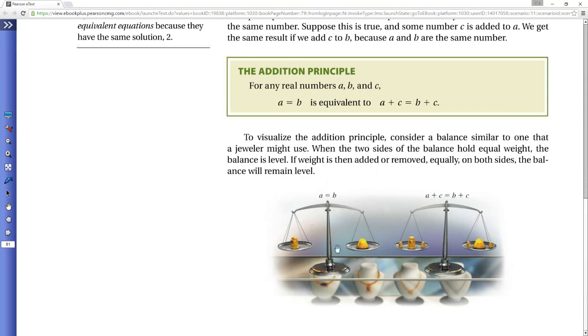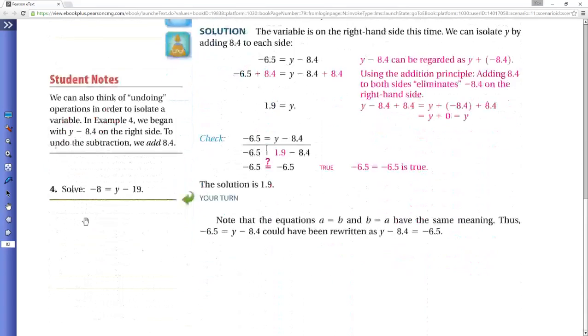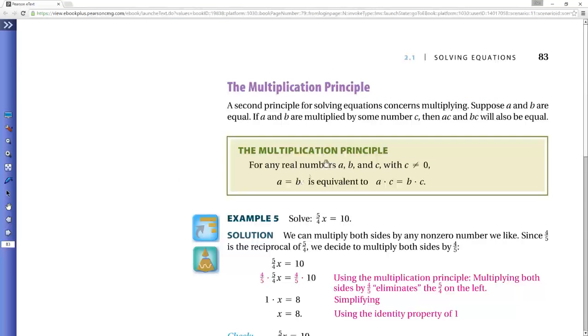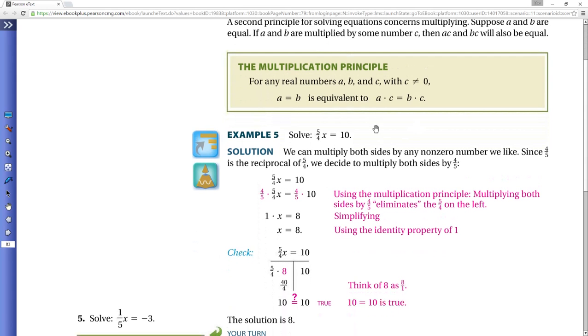And they show that balance scale again. If both these sides are balanced, or they're equal weight, and I add the same amount of weight to both sides, they'll still balance or stay equal. They go through some examples with that, and then we're going to deal with subtraction, which is really adding the opposite. They don't talk about that really specifically, but the multiplication principle works like the addition principle.